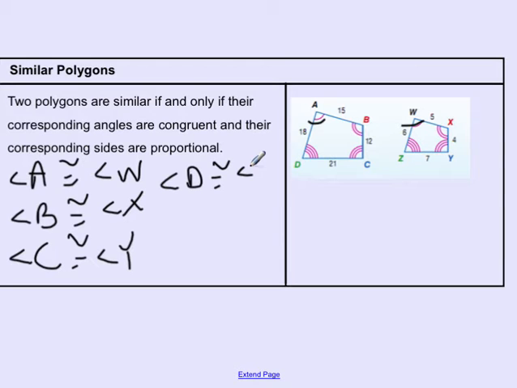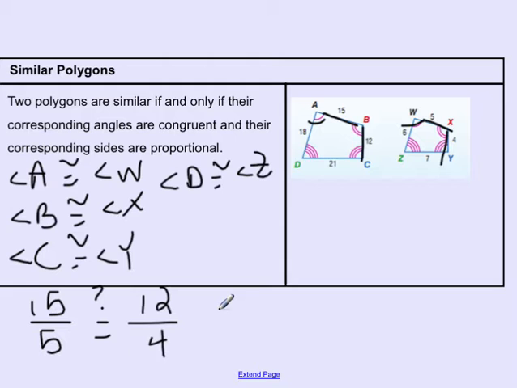So not only do we have to have our angles congruent, we also have to have our sides proportional. So what we need to do is take our corresponding sides and make sure that all of our ratios are matching. So AB goes from 1 to 2, so AB corresponds with WX. So we have 15 divided by 5 for our first ratio. And that fraction should be equal to BC over XY, which is 12 over 4. And that should be equal to 21 over 7, because that's our next pair. And then that should be equal to 18 over 6.